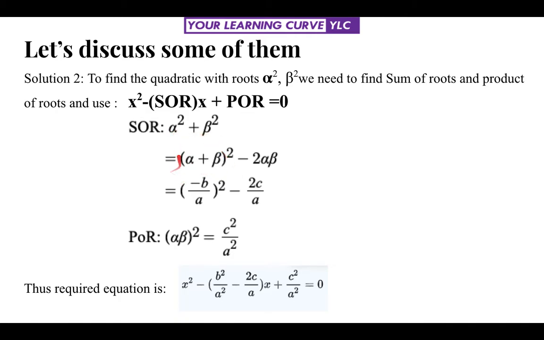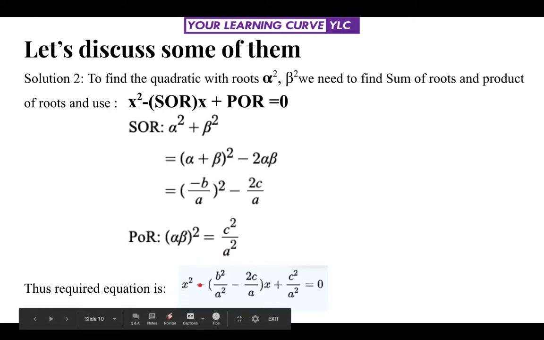So alpha square plus beta square, that is sum of roots, is equal to alpha plus beta whole square minus 2 alpha beta. Alpha plus beta is minus b by a and alpha beta is c by a. So we got the value of alpha square plus beta square in terms of a, b and c. Now let's go for product of roots. Alpha beta whole square is the product of roots. This is quite simple. Alpha beta is c by a, so c square by a square is the product of roots.